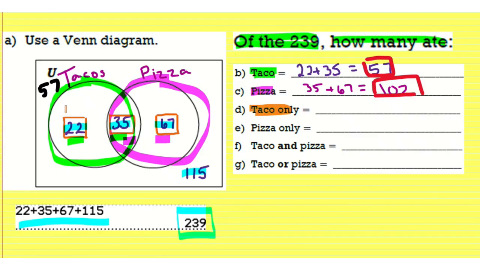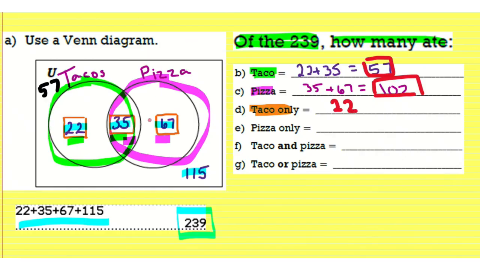Well, again, that's what we figured out originally. This part right here, this number right here, is the people who only had tacos. We do not want to count this one because these people also had pizza. So it is only the 22 people that had tacos only. Okay. And then again, we've got pizza only.